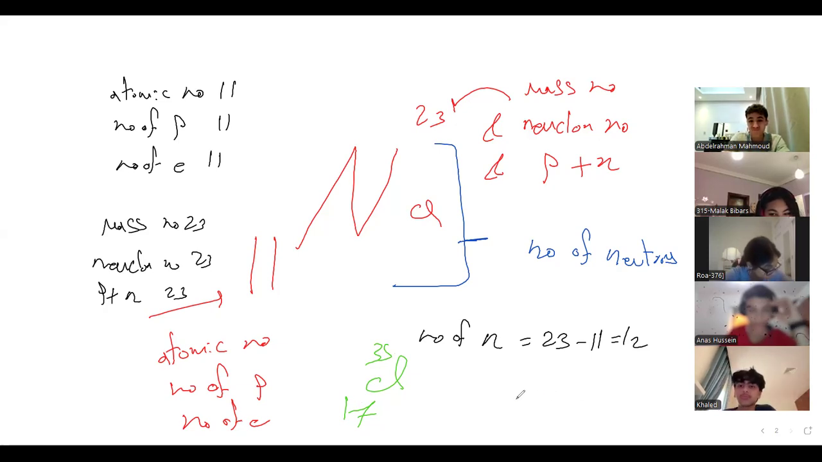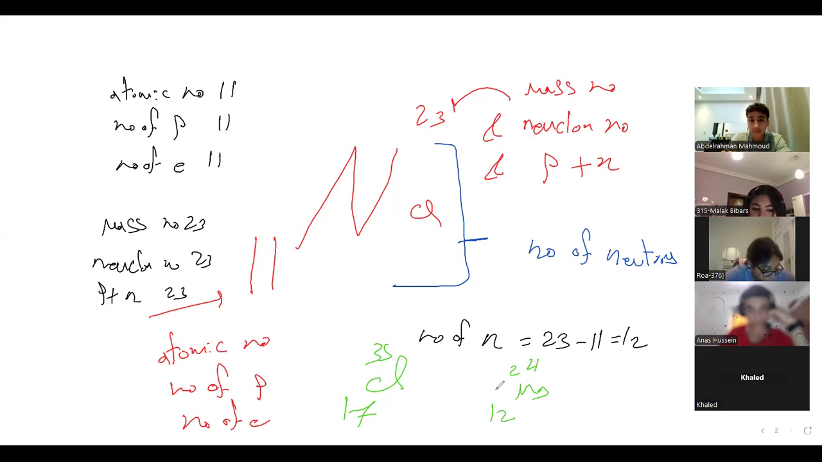Another example, Mg 12 24. Atomic number is 12. Number of protons 12. Number of electrons 12. Mass number 24. Nuclear number 24. Sum of protons and neutrons 24. Number of neutrons 24 minus 12, okay, 12.